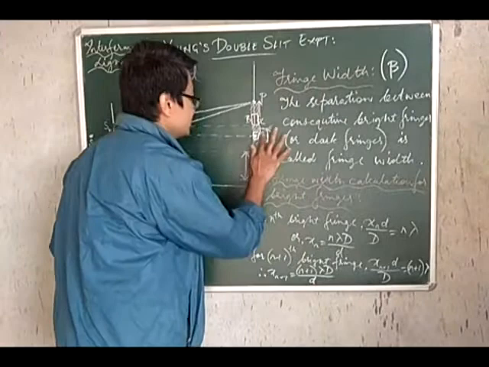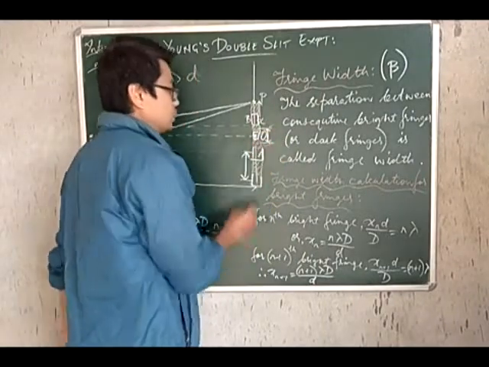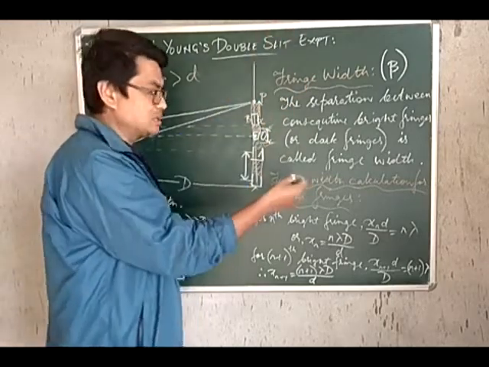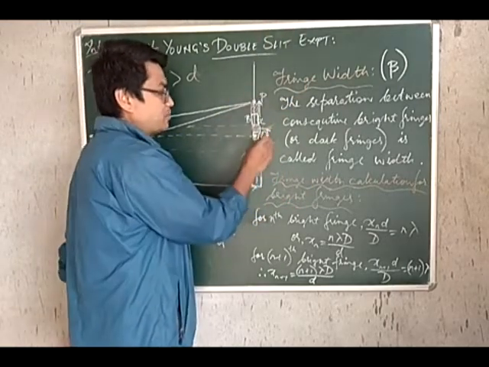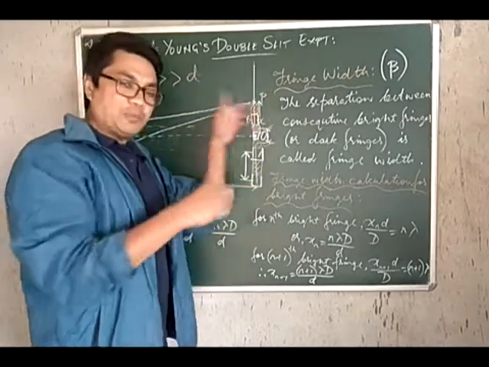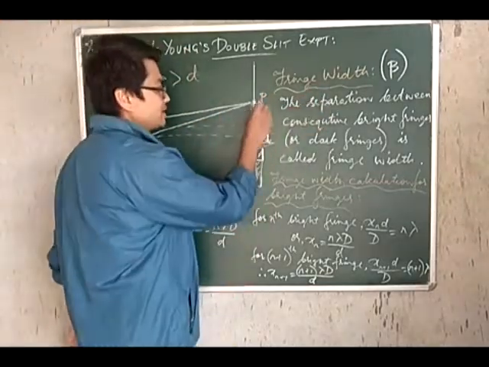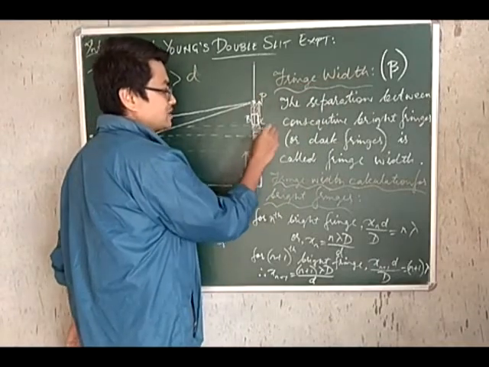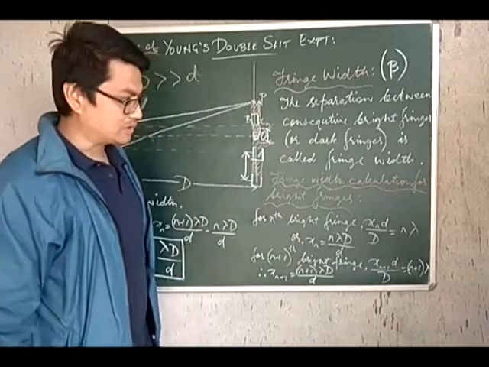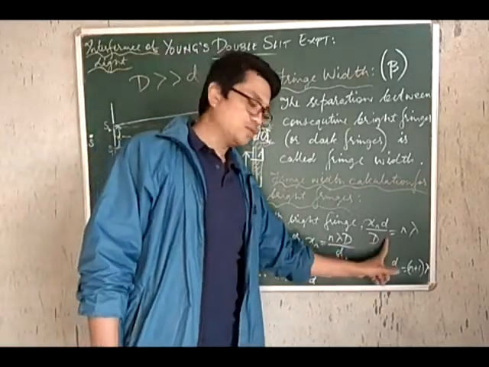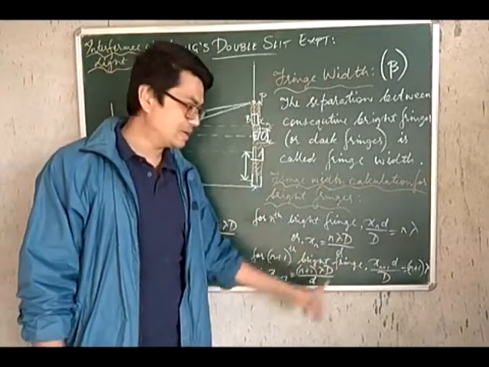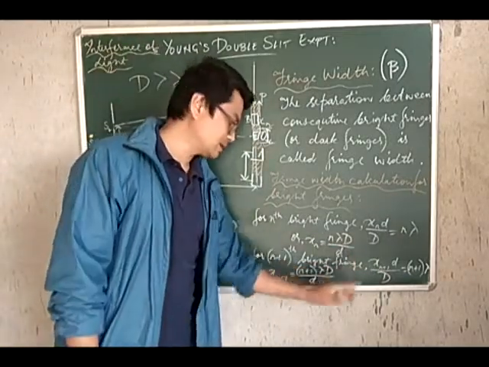So here is our point O, this is the central point O. I have considered the distance of point P, P is some random point, from point O to be x. So if at point P we have the nth bright fringe, then the separation between the nth bright fringe and our central point O is xn. That is exactly what I've considered. So for the nth bright fringe we have this, and thereby xn comes out to be n lambda capital D by small d. Very, very simple mathematics.